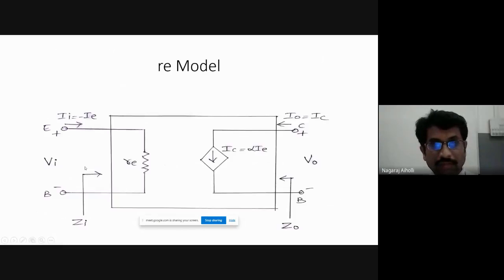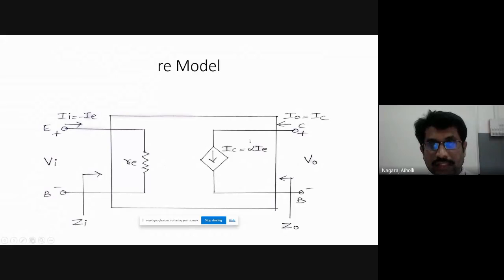V0 is the product of the collector current IC multiplied by the load resistance RL. The load resistance is coming in series with the collector to base terminal, so IC into RL gives the output voltage. It is a product of current and resistance according to Ohm's law, V equal to I into R.